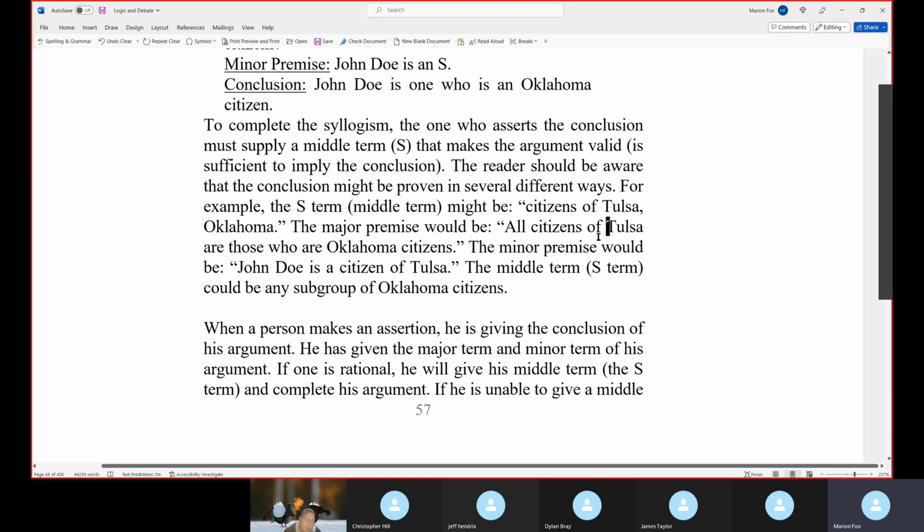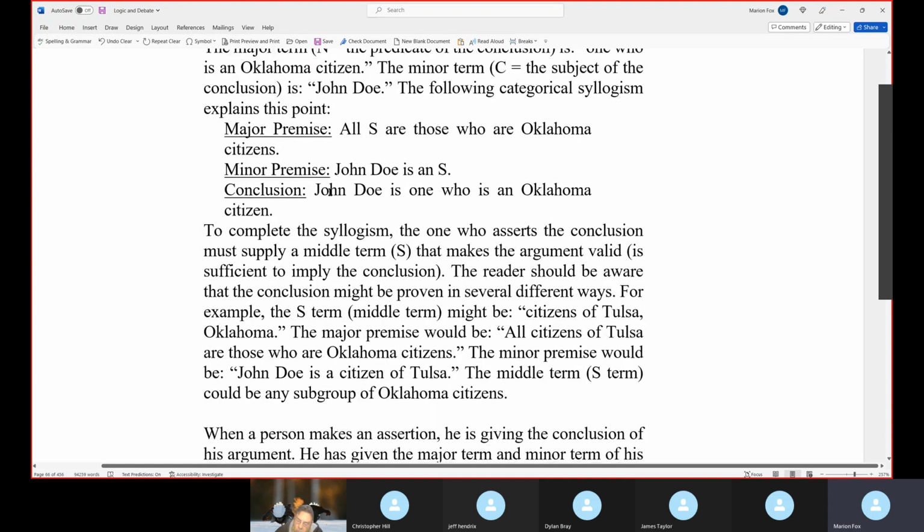So I could put Oklahoma City, all citizens of Oklahoma City. I think Tulsa the same way. I don't know if there's another Tulsa. But whatever, we could still qualify it with Tulsa, Oklahoma. Does that make sense? So there's more than one way that he might prove it.